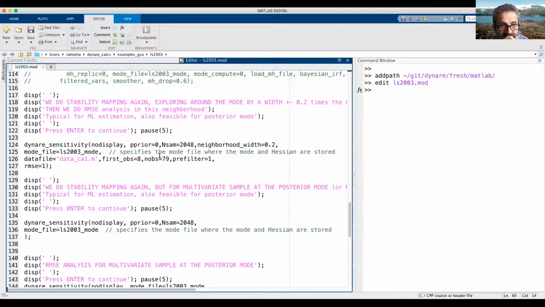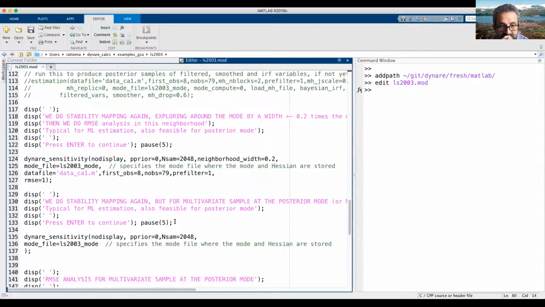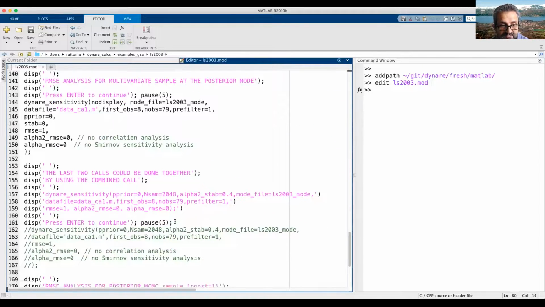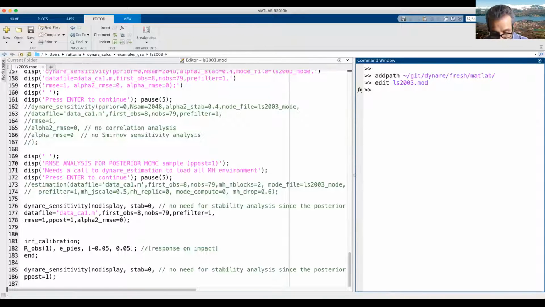Then I estimate the model, and then I do some neighborhood exploration around the mode, and some other stuff on the posterior. The last thing I do is on the posterior. So I showed during the lecture how to do this IRF calibration on the prior. You might do also the same on the posterior, and so I can show you also a further example of this. So let's run this.